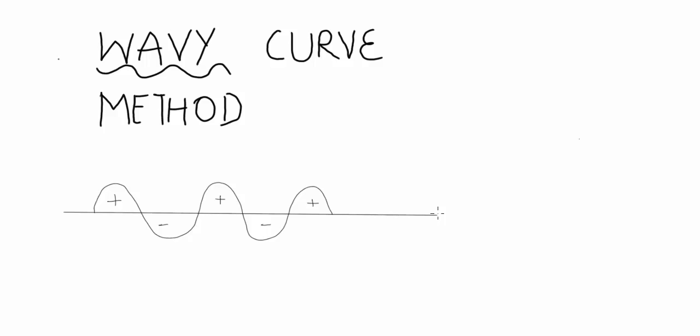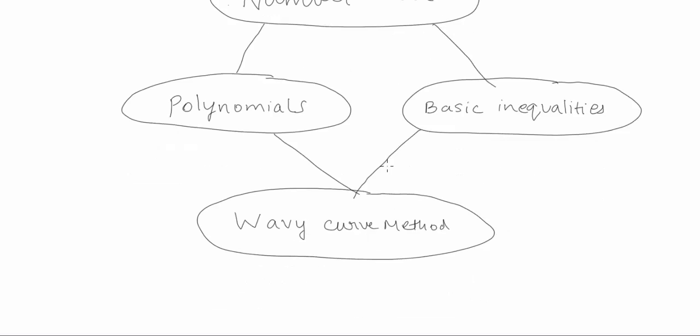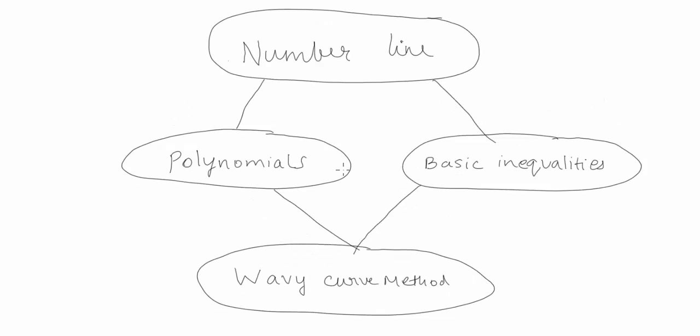Without me wasting time, let's just jump straight to the method. Sorry, I want to go to the second screen here. This is the learning graph that you need to know. Polynomials and basic inequalities are the only prerequisites if you want to follow along with this video. So if you want to learn wavy curve, you need to know polynomials and basic inequalities. The learning graph concept is actually very important, but I'll make a separate video and explain it to you. Not so important here.